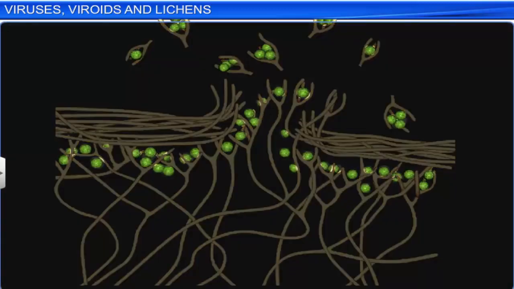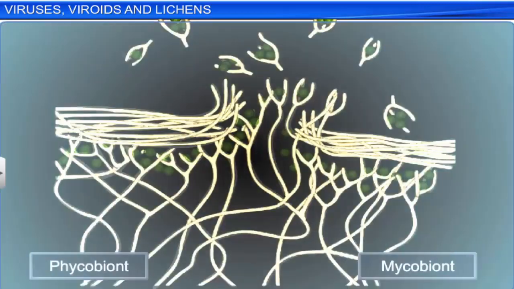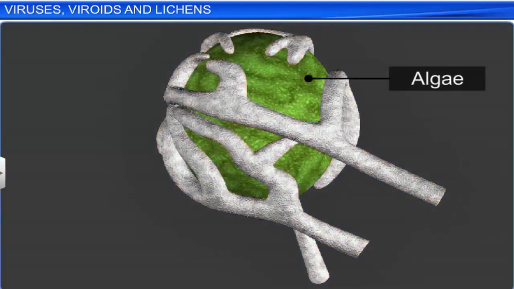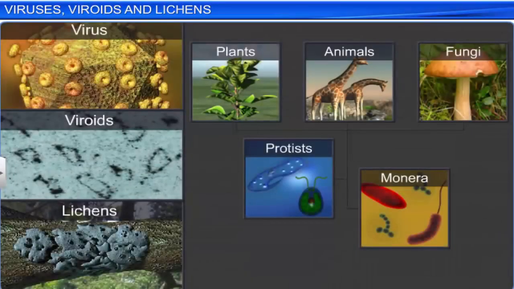The algae component, known as phycobiont, is autotrophic, while the fungal component, called mycobiont, is heterotrophic. So, algae prepare food for fungi, and fungi in turn provide shelter and absorb water and nutrients for algae. Therefore, viruses, viroids and lichens were not placed anywhere in the classification system.